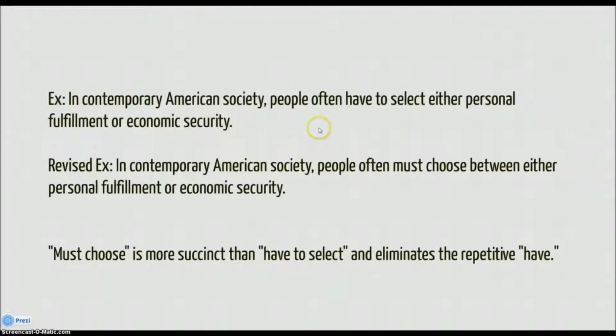Now, moving on to the next sentence, we have people often have to select, right? So rather than have to select, we could just make that must choose.